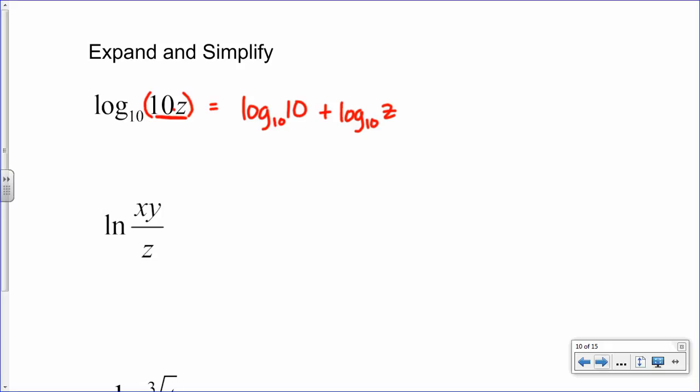Now it says to expand and simplify, so simplify if possible. Log base 10 of 10 is what? 1. If your base and what you take the log of are the same, you're left with 1. So not 0, but 1. So this is 1 plus log base 10 of z.